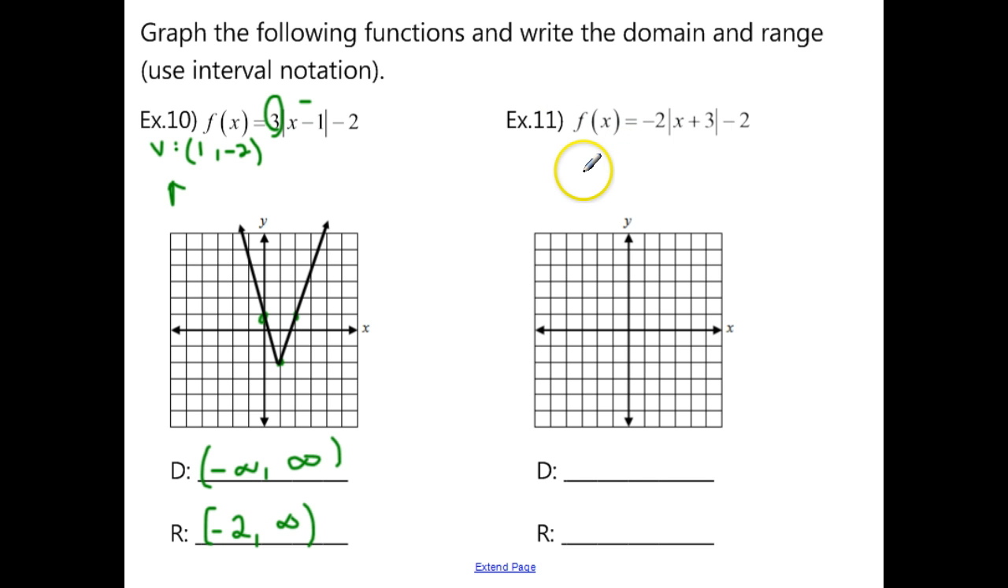Now I want you to take that same idea, do this next example. Don't forget about this negative here, so that tells us it opens downwards. Try this one, and then check back with me when you're done.